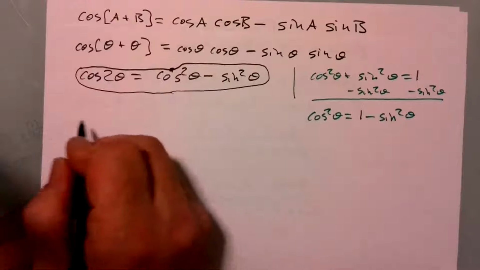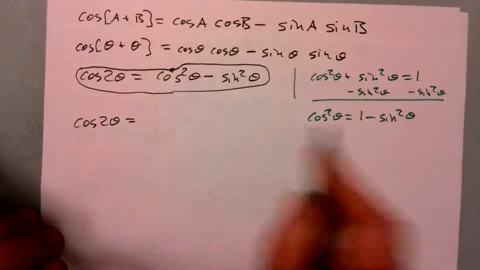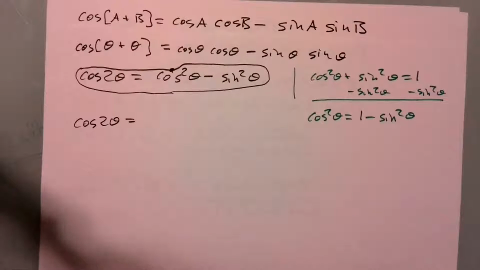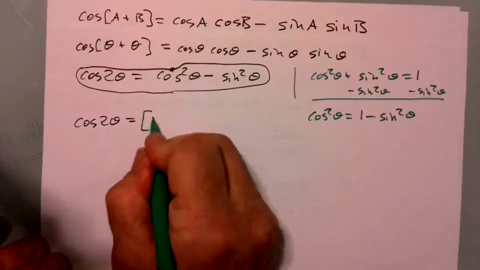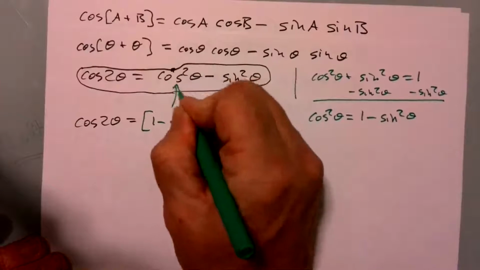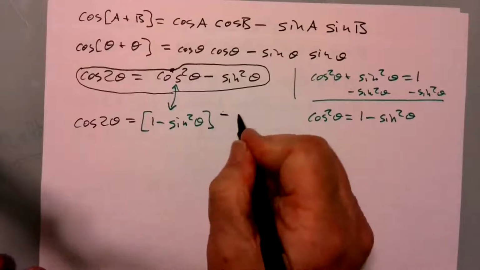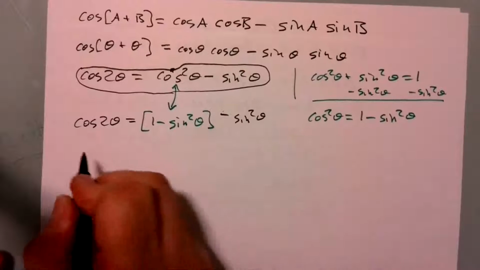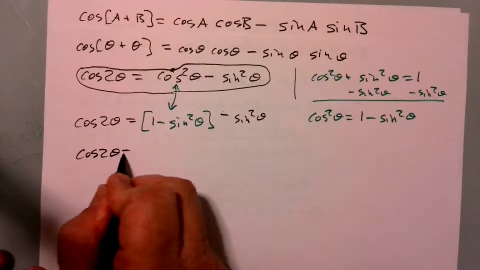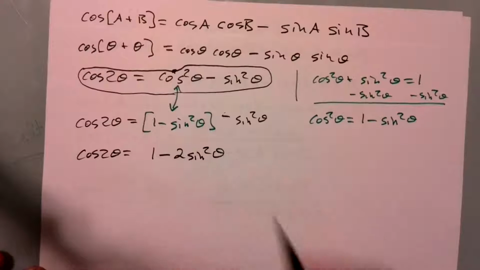What this becomes then is cos 2 theta equals 1 minus sine squared theta, which replaces cos squared theta, minus sine squared theta. So we get cos 2 theta is 1 minus 2 sine squared theta. So that can be a helpful thing to have. We could also do it the other way.